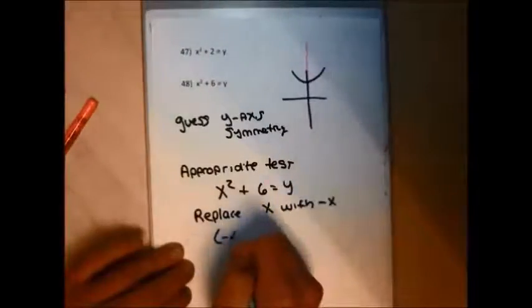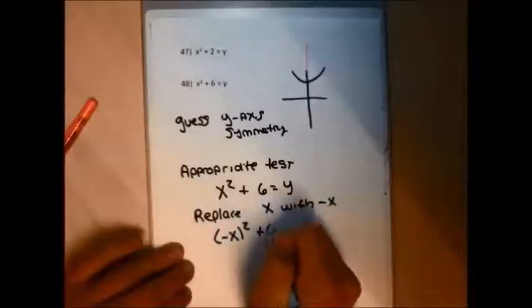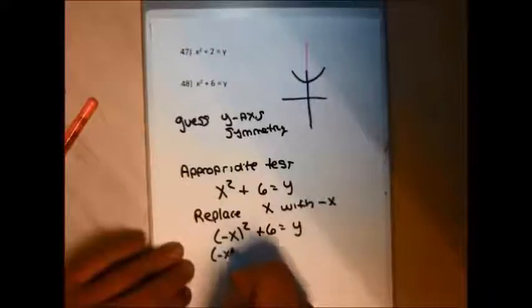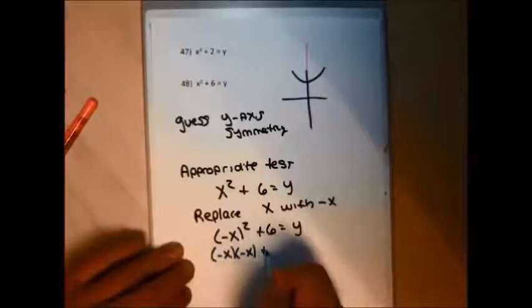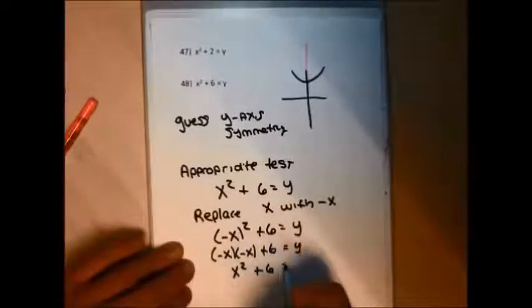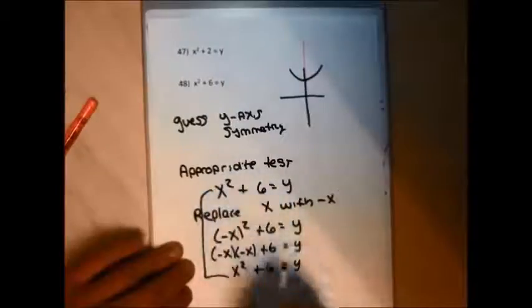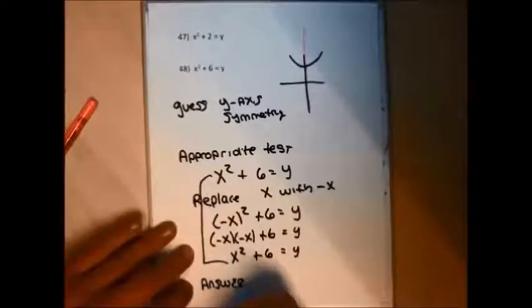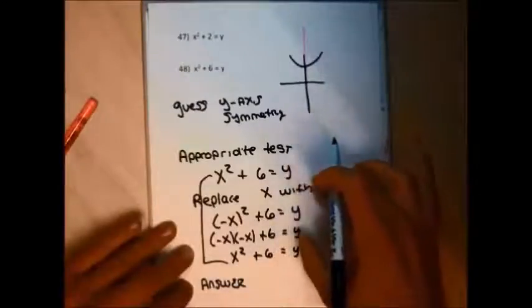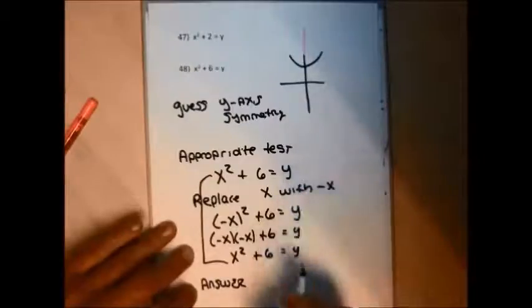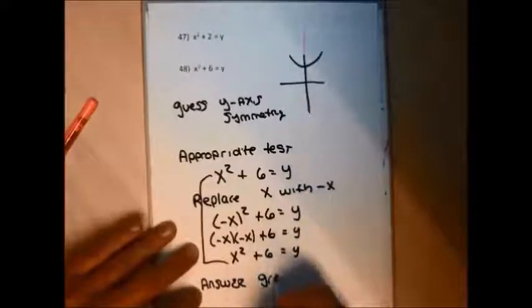So I'm going to go, does negative x squared plus 6 reduce to the original problem? Well, negative x squared is negative x times negative x, and negative times negative is a positive, x times x is x squared. So since that reduces to the original problem, my guess is correct because the test worked. I did the test and the algebra that I did reduced to the original problem. The graph has y-axis symmetry.